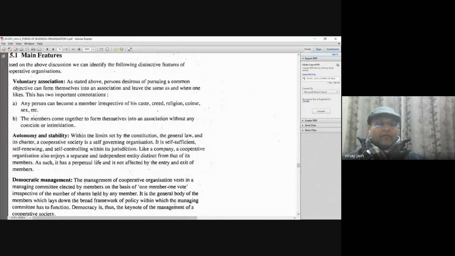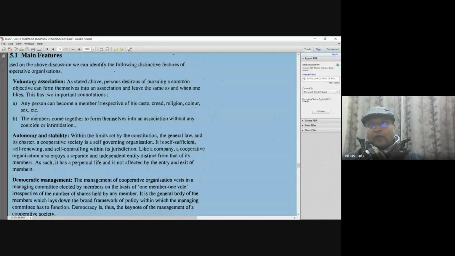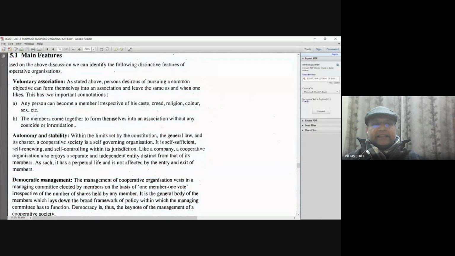The first feature is voluntary association, because those who want to happily become members should become members of the society. Making members is not forced. Voluntary association, as stated above: persons desirous of pursuing a common objective can form themselves into an association and leave the same as and when one likes. This has two important connotations. First, any person can become a member irrespective of caste, creed, religion, color, or sex. Second, members come together to form themselves into an association without any coercion or intimidation. Both of these are important.